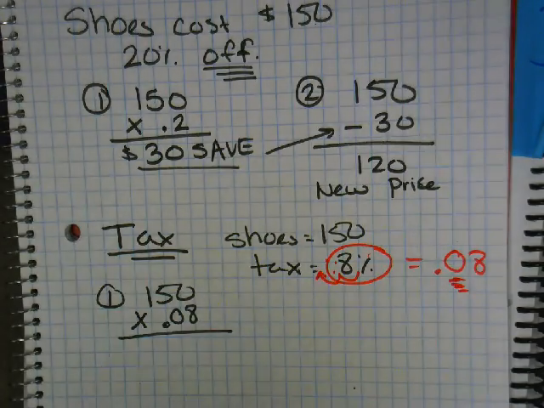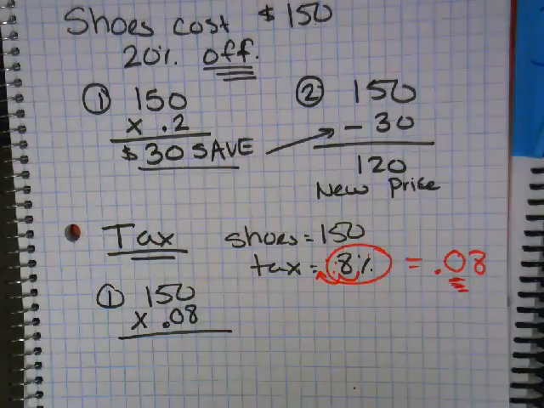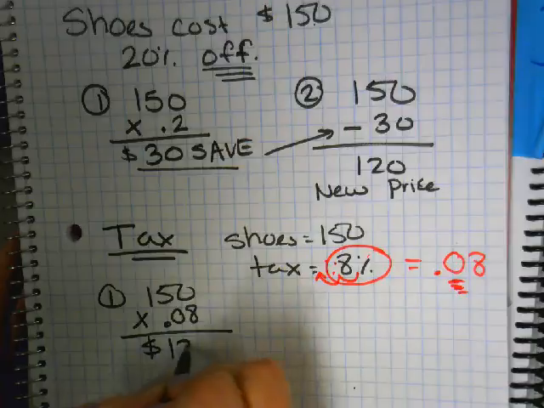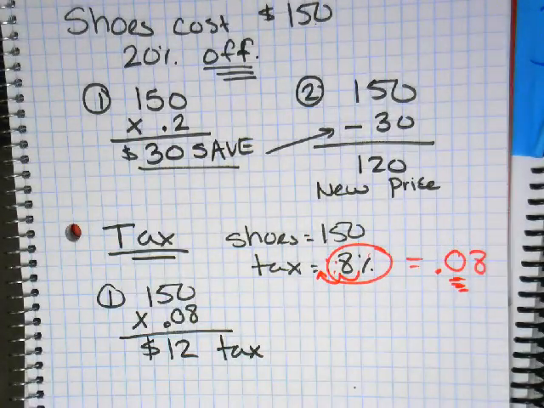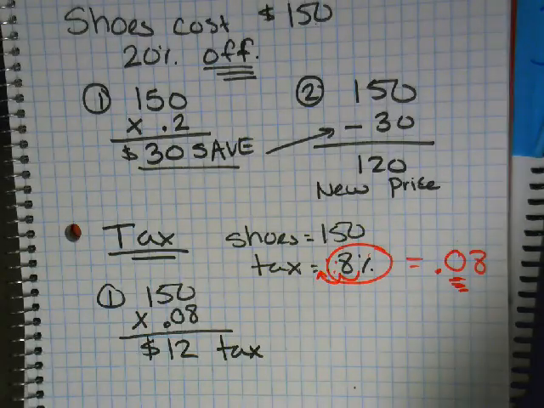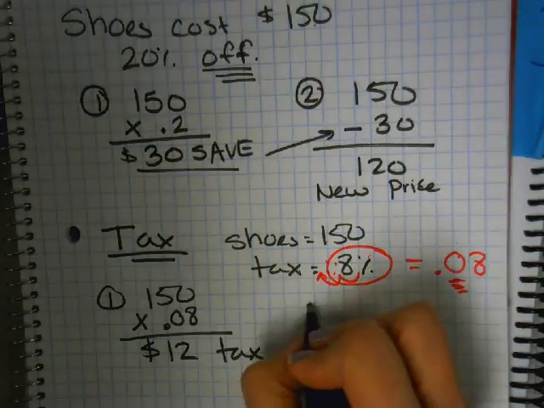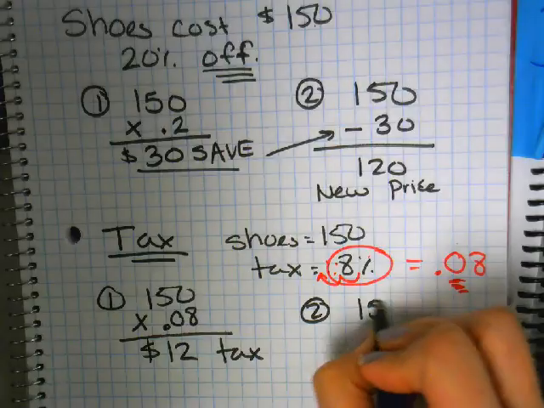All right, 150 times 0.08. My calculator says 12. This is my tax. This is how much you're going to pay just in taxes, okay? Then step number 2, you're going to take 150 and you're going to add.